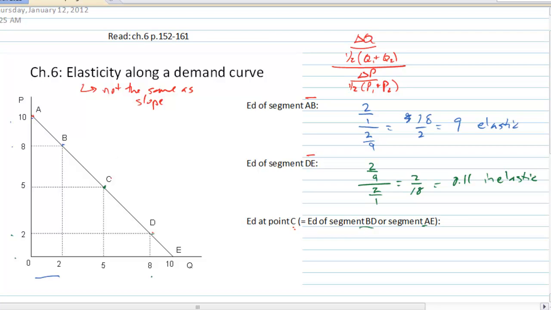So let's just go with the first one and find the elasticity of segment BD. The change in quantity from B to D, from 2 to 8, is a change of 6, over the midpoint from 2 to 8, which is 5. The change in prices from B to D, from 8 to 2, is also 6, and the midpoint of the prices from 8 to 2 is again 5. That simplifies to 1. And remember from our definitions, 1 is defined as unit elastic demand.